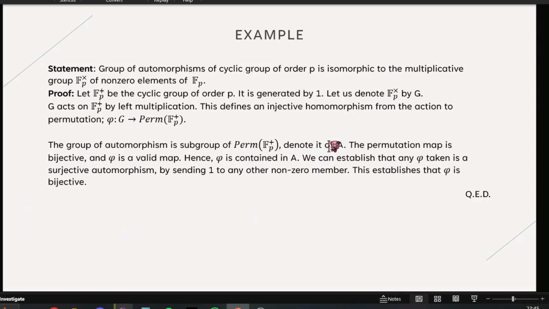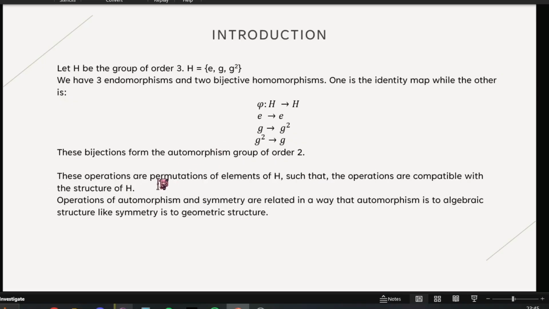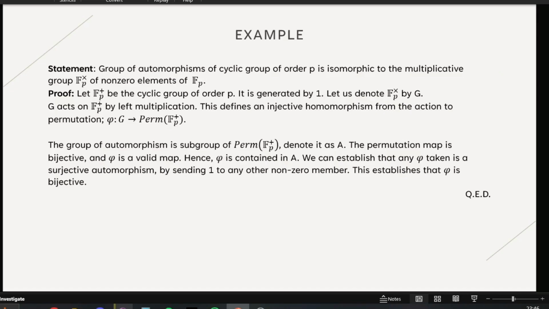All the maps we have may not be an automorphism, as I showed in a very first example. In that example, we had only two homomorphisms, and the other one was going only to the identity. So not all of them will be an automorphism. Next, we established that it is an injective map. So next we have to establish that it is surjective.